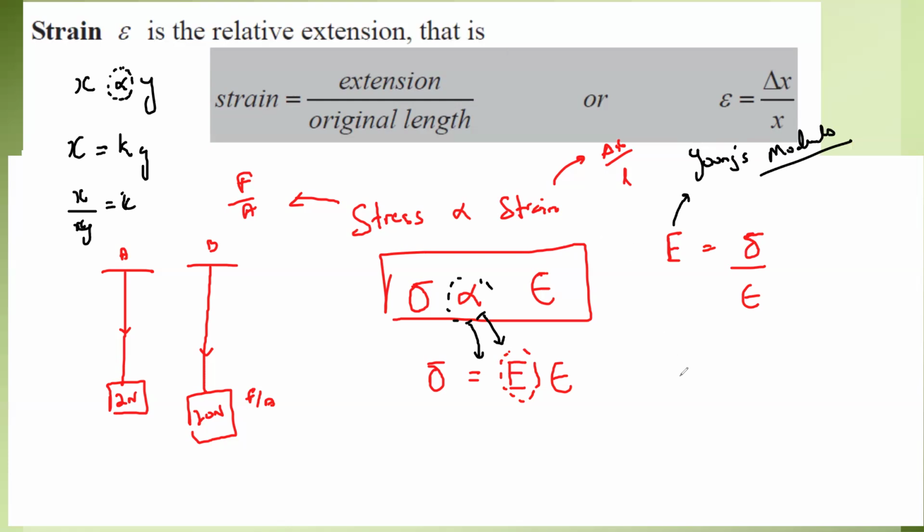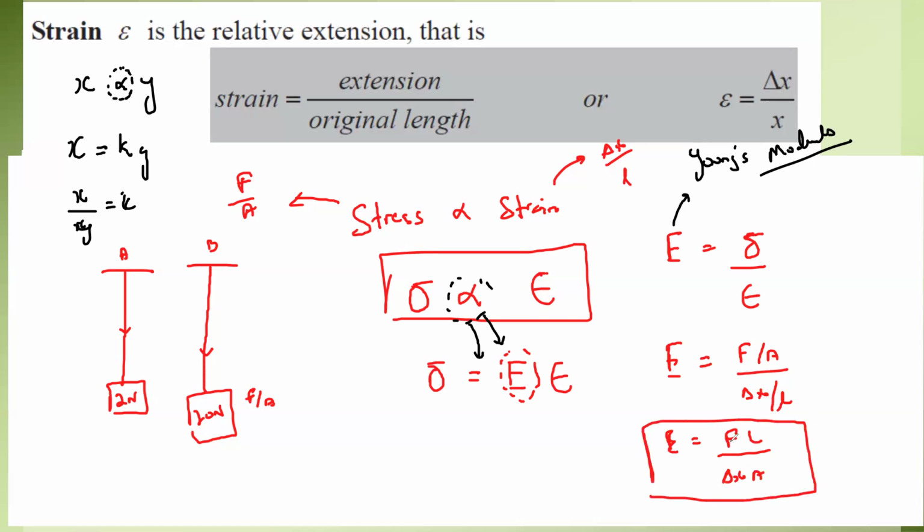And if we substitute the values, stress is force acting on unit area, and the strain is the change in length over original length. When I simplify this equation, the Young's modulus will be equal to FL divided by delta X A. So if I know the force applied on the object, the original length, the cross-sectional area, and the change in length, I can work out the Young's modulus.